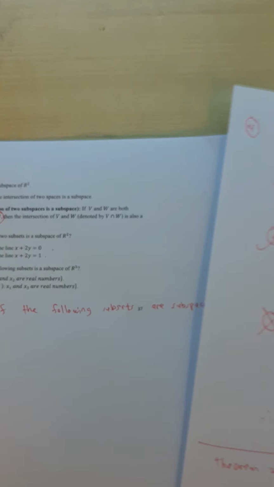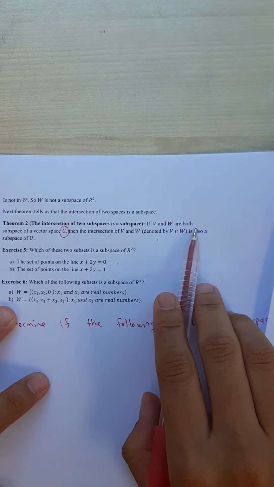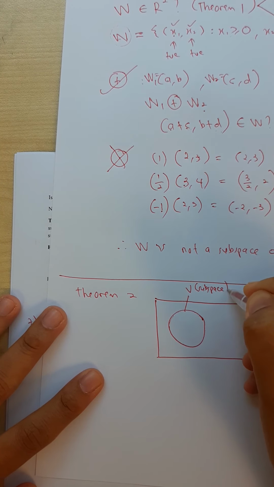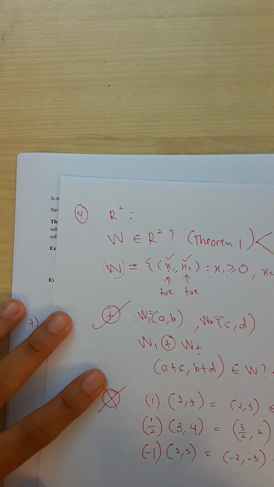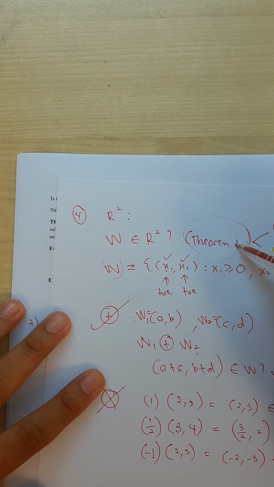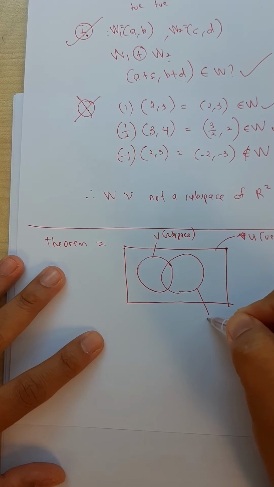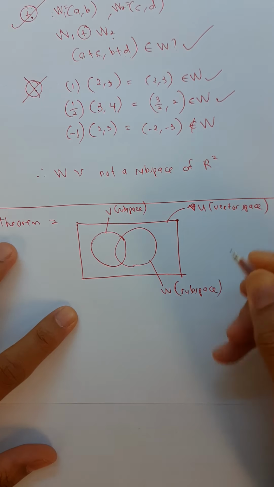And then if V and W are both subspaces of vector space U, let's say you have this V, which is a subspace. How do you know V is a subspace? You have to check the definition given in theorem 1, which is you have to check the addition and also the scalar multiplication. So here it's given that V is a subspace, and then you have another subspace given by this W. This W is also a subspace.